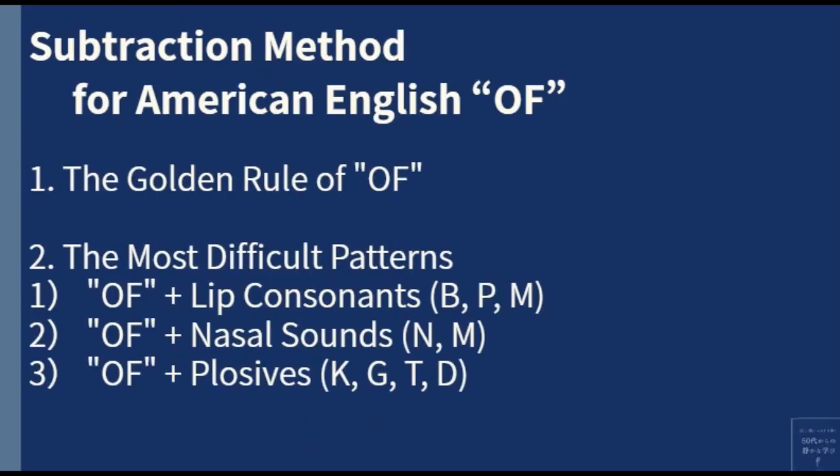Let me recap today's episode. We talked about the subtraction method for the American English "of." But remember the golden rule. This subtraction method only applies when "of" is followed by a consonant. With that in mind, we took a closer look at the 3 most difficult patterns: "of" plus lip consonants, nasal sounds, and plosives.